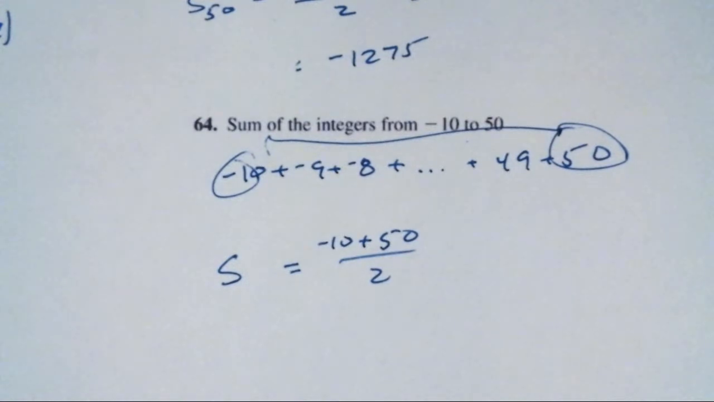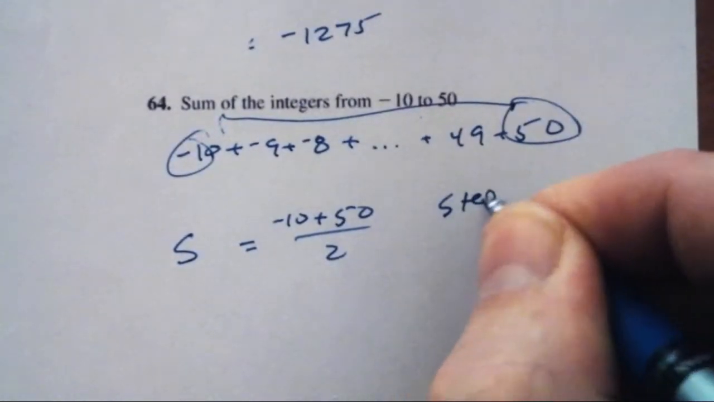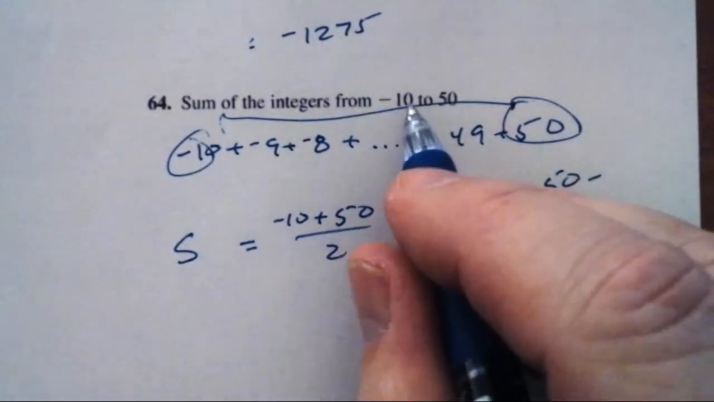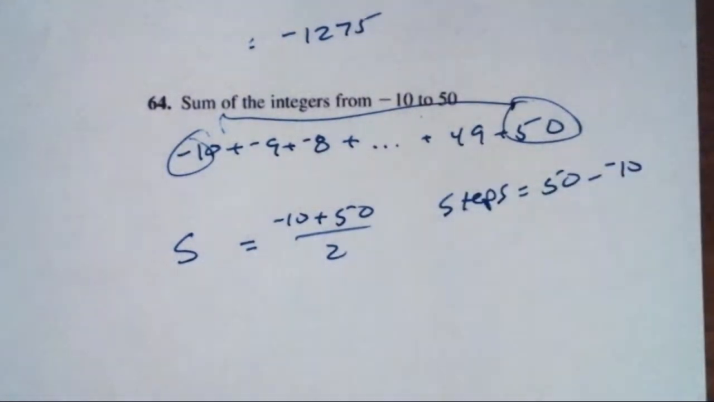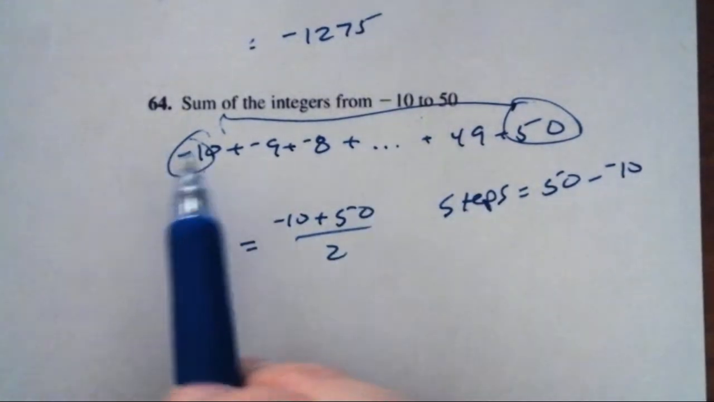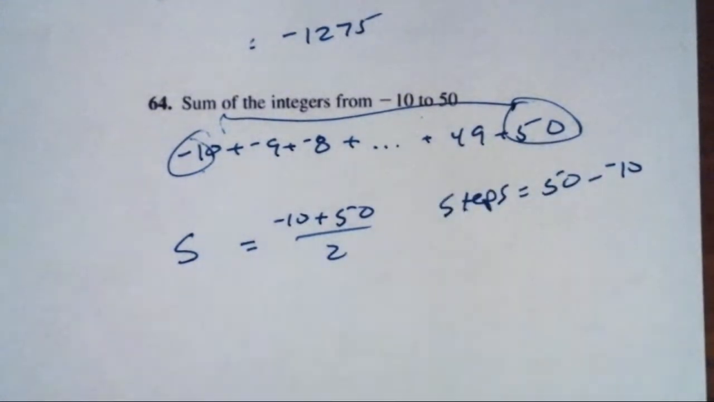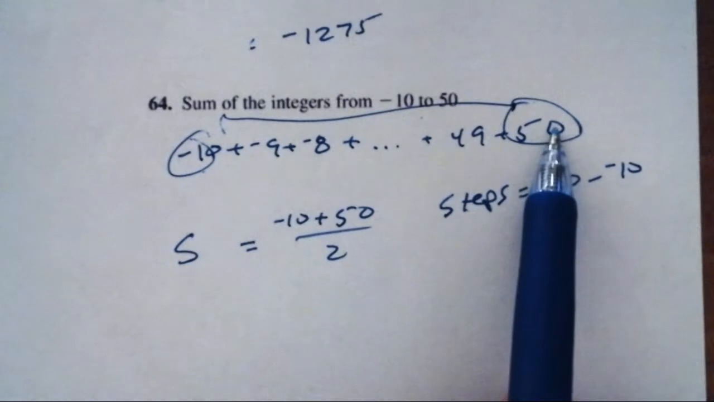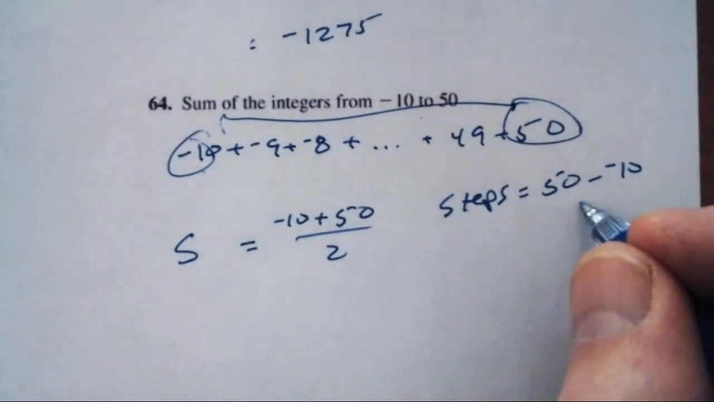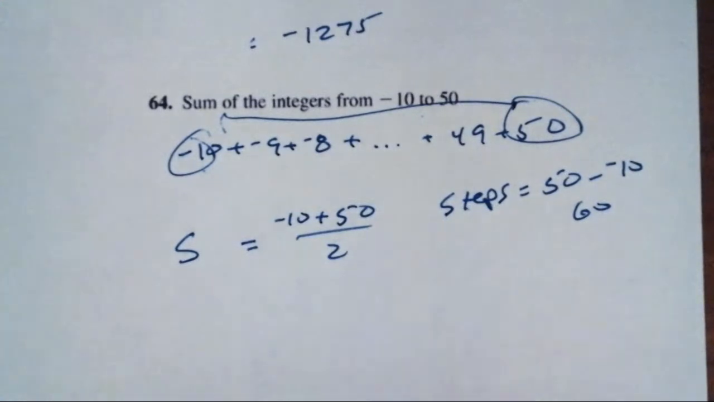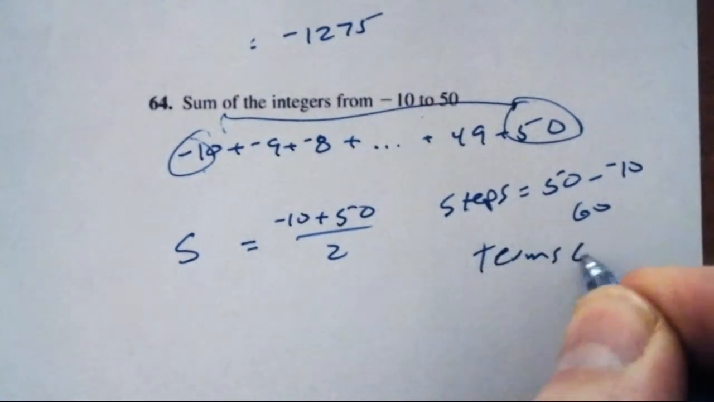I would think some people might say 60, maybe 61, 62, 59, somewhere around in there. Well, steps is easy to find. The number of steps is 50 minus negative 10. We could call this term 1, but since we're counting by ones, we have a unique opportunity to say, how do I get from negative 10 to 50? So the number of steps is 60. The number of terms then is 61.